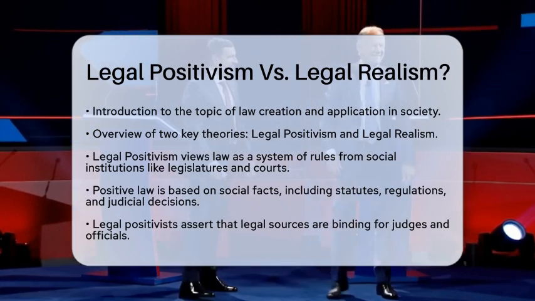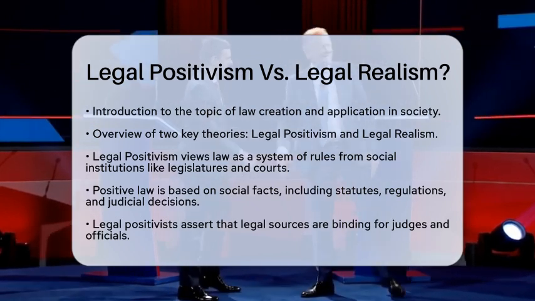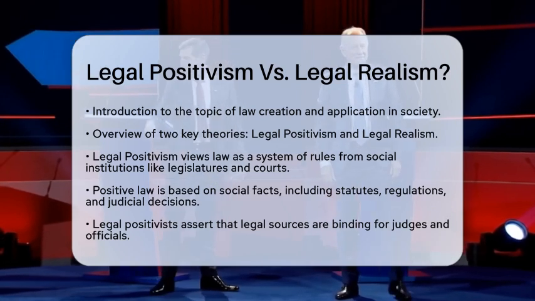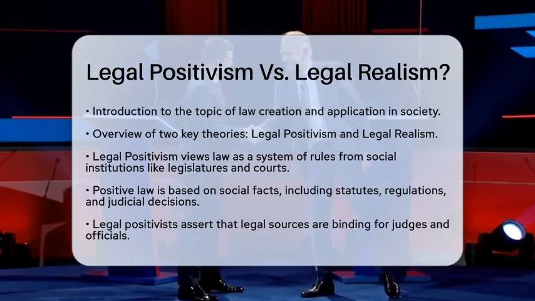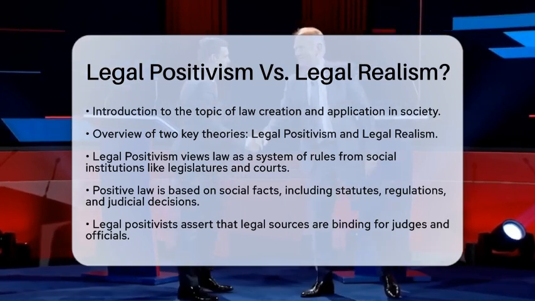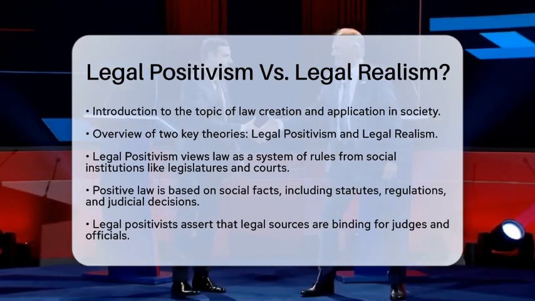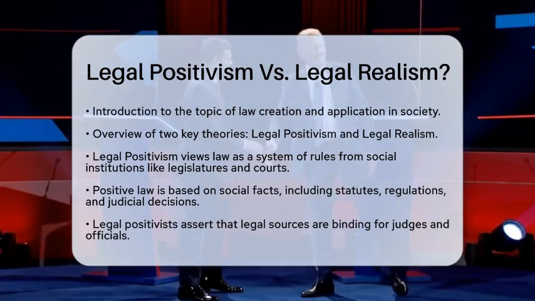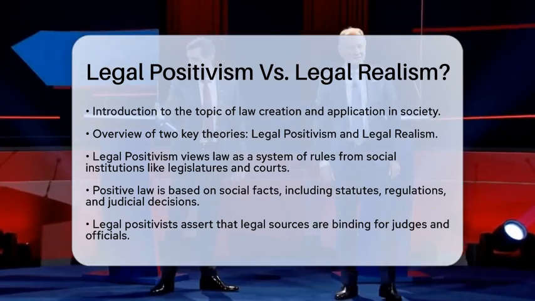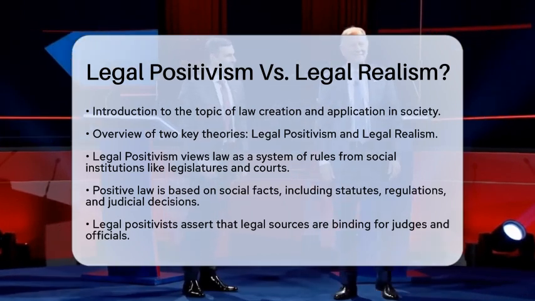Legal positivism is a theory that sees law as a system of rules established by social institutions like legislatures and courts. According to this view, law is known as positive law, which means it is based on social facts and sources such as statutes, regulations, and judicial decisions. Legal positivists believe that these sources are binding on judges and officials. They provide clear rules that must be followed.